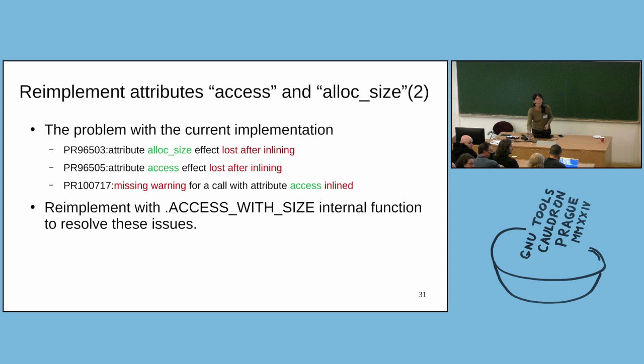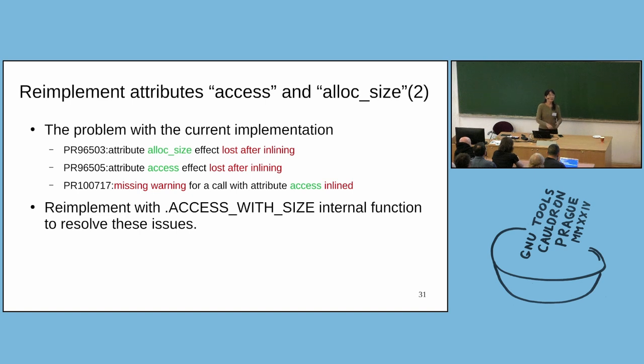Does ACCESS_WITH_SIZE have a location saying where this came from in the source? Do these calls to the internal function carry with them where this came from, as in, did it come from a counted_by on some particular line? Or an access attribute?